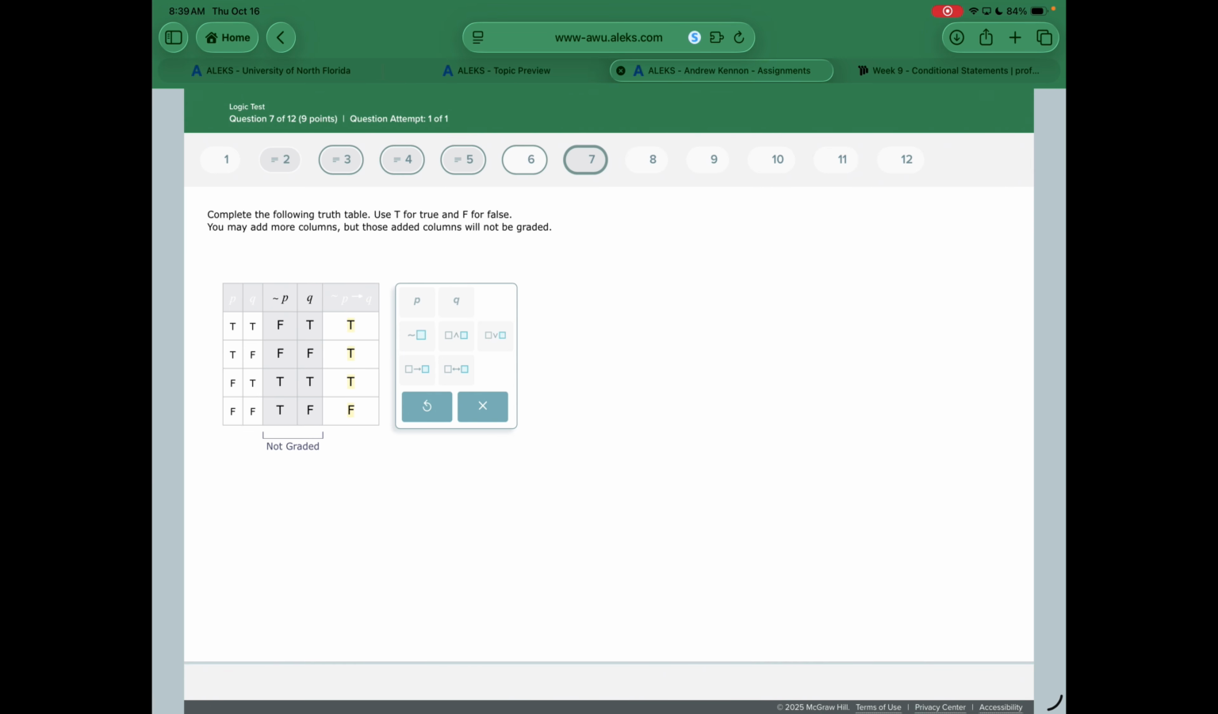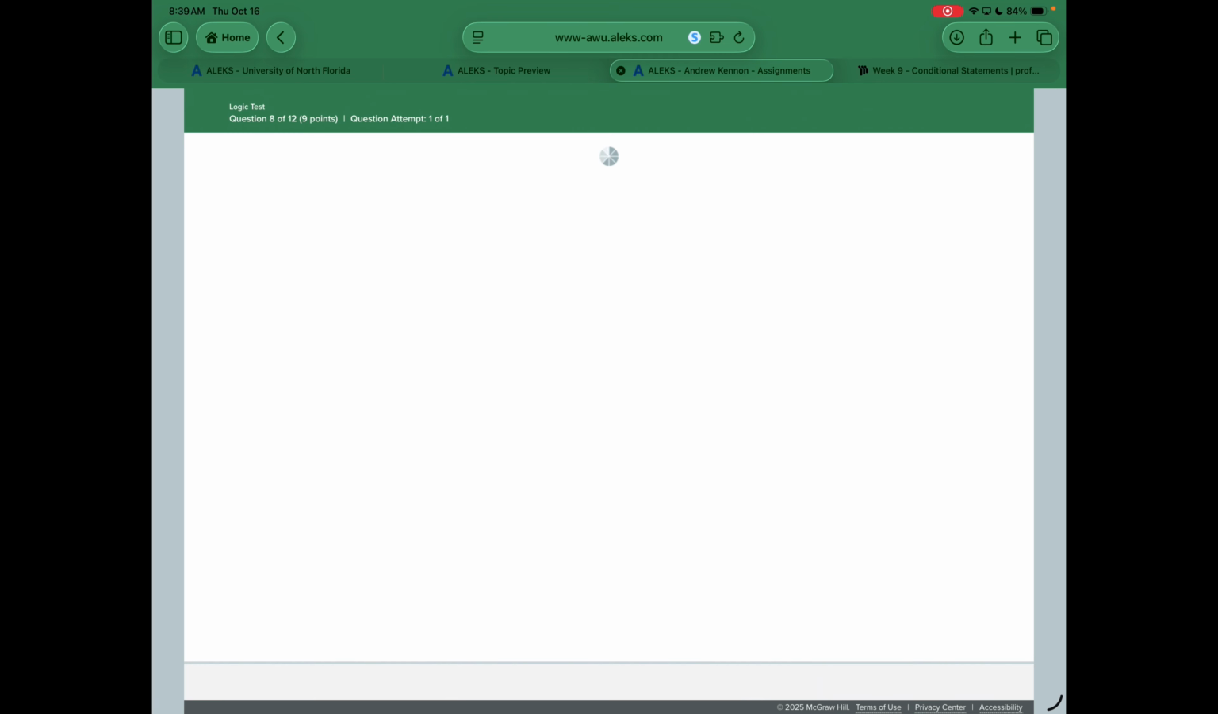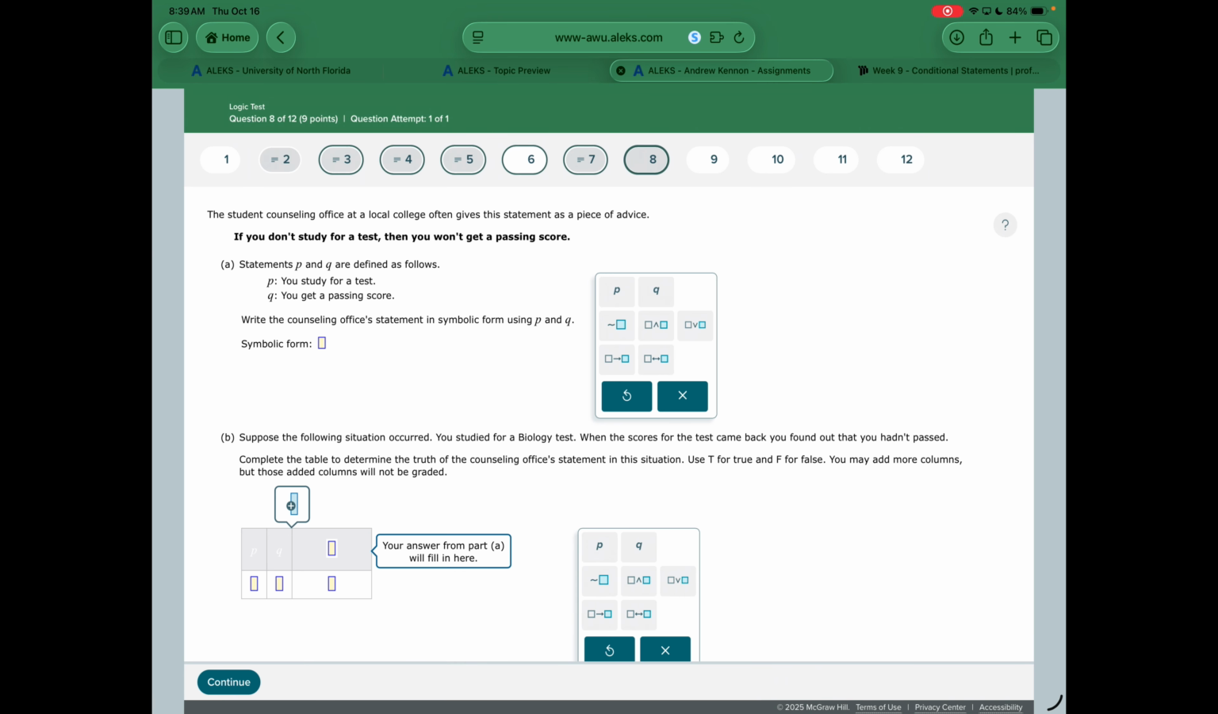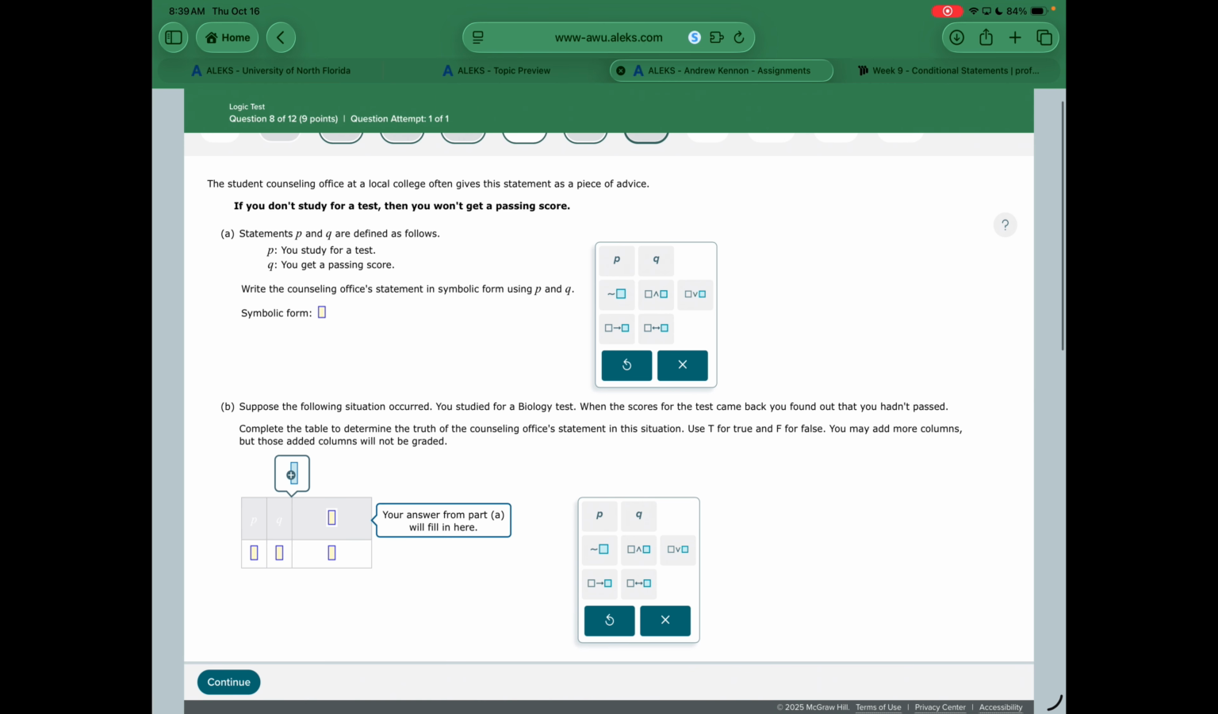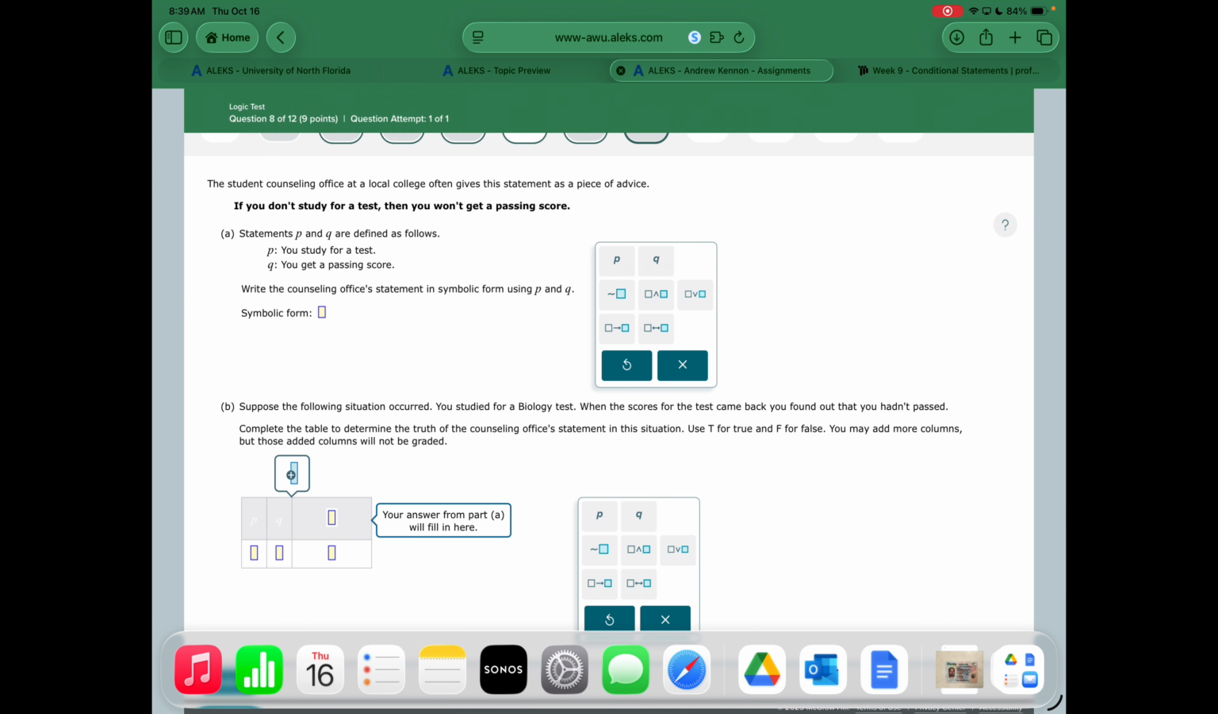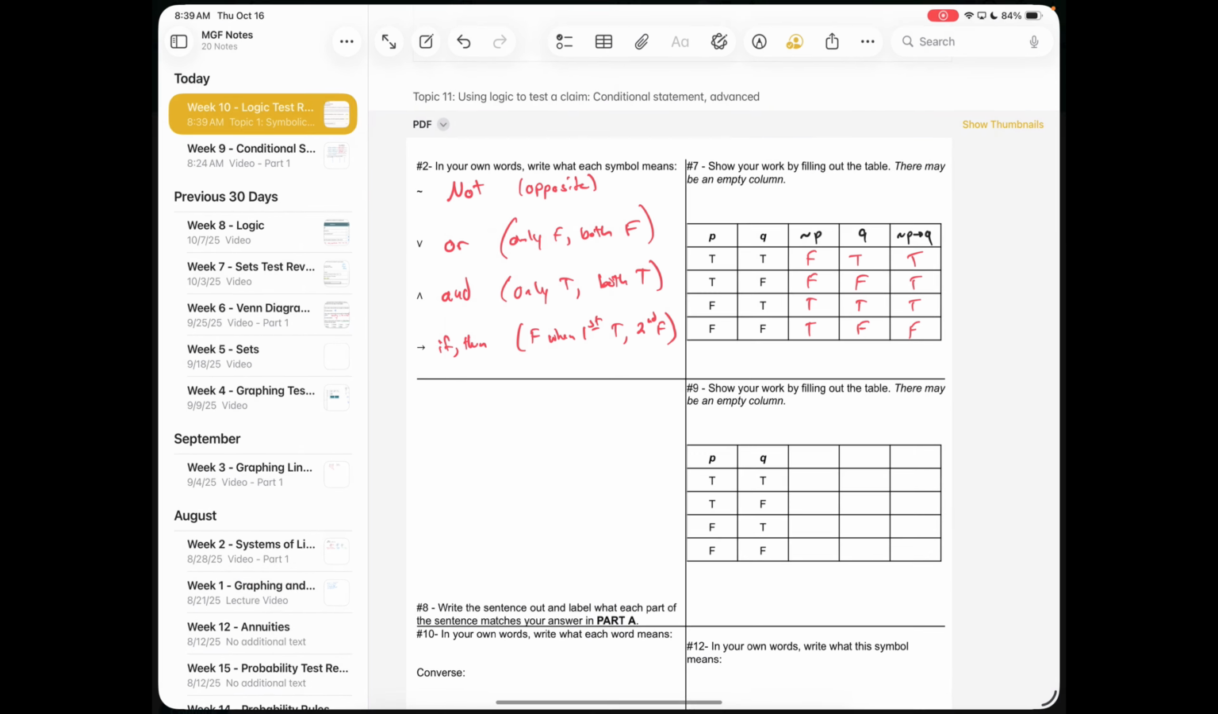This one is also on the work page: write the sentence out and label each part of the sentence that matches your answer in part A. Okay, so P is you study for a test. Q, you get a passing score. So our sentence is, if you don't study for a test, then you don't get a passing score.